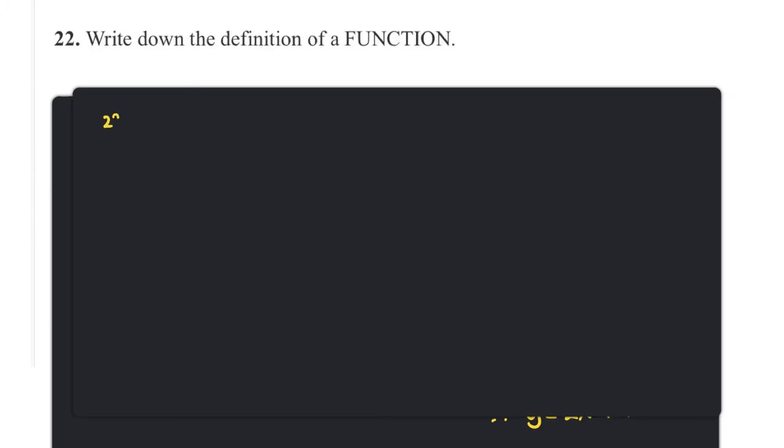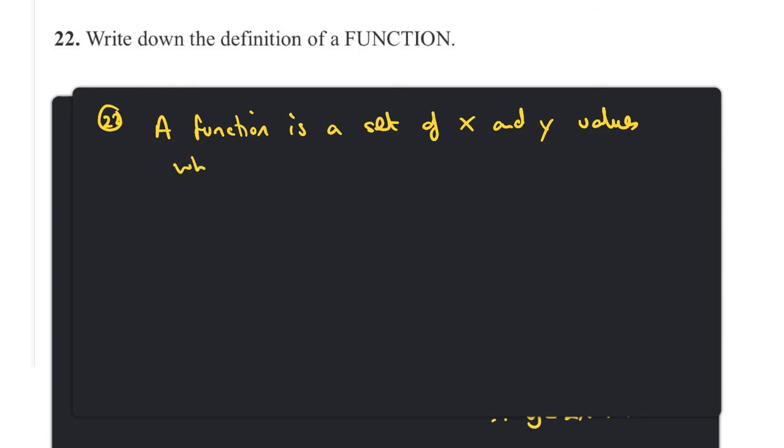Question 22, write down the definition of a function. A function is a set of x and y values where all x values are different. So that is the definition of a function. If they're not different, then it's just called a relation. But for x and y values, if the x values are different, all unique numbers, then it is a function.